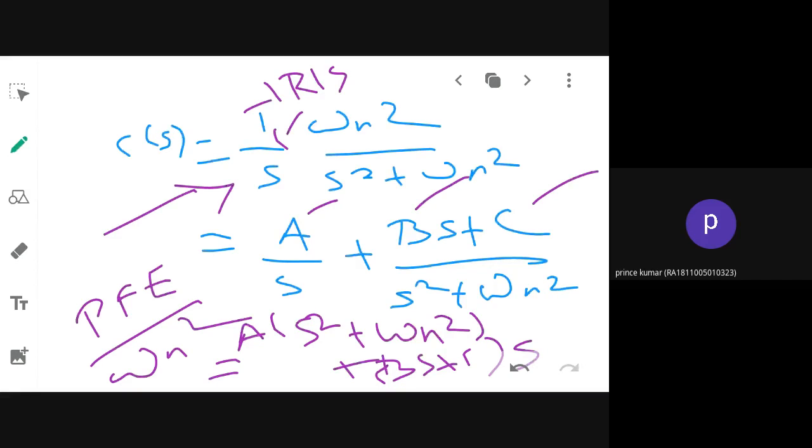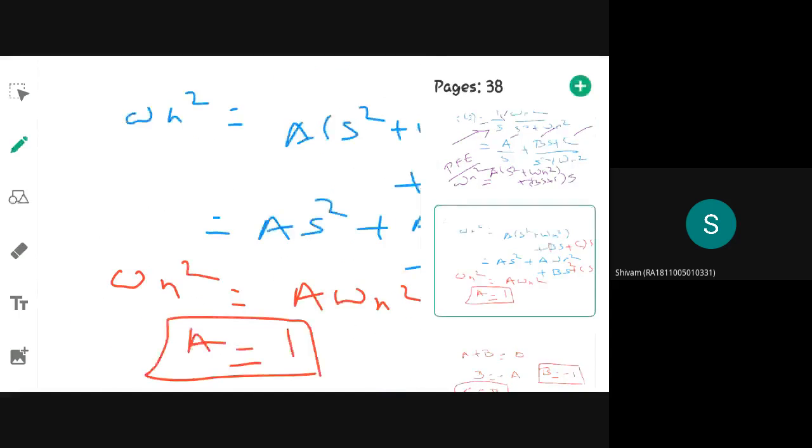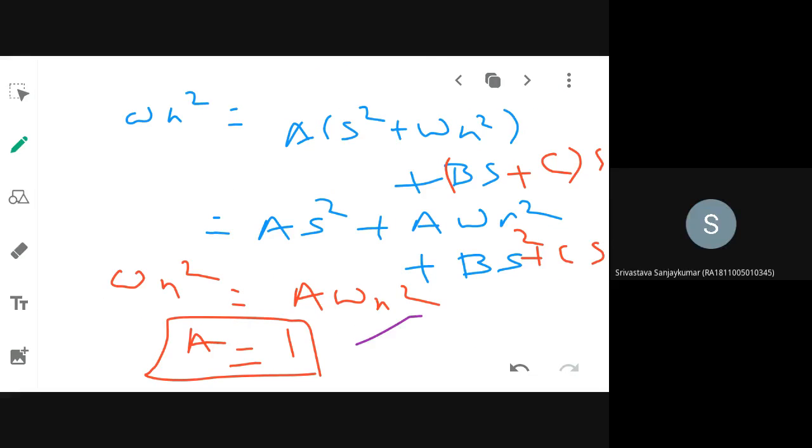A is equal to 1, B is equal to minus 1, C is equal to 0. Okay, let me check the answer. A is equal to 1. That I have got by equating constants on both sides. The constant on both sides is omega n squared equal to a omega n squared. So by equating that I will be getting a is equal to 1.